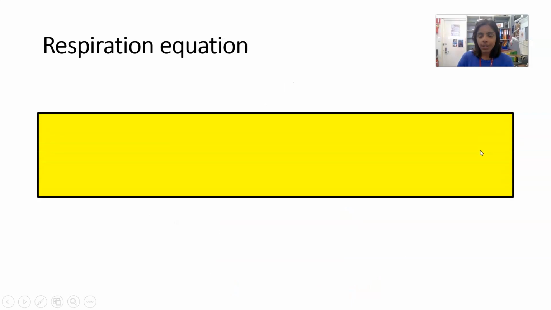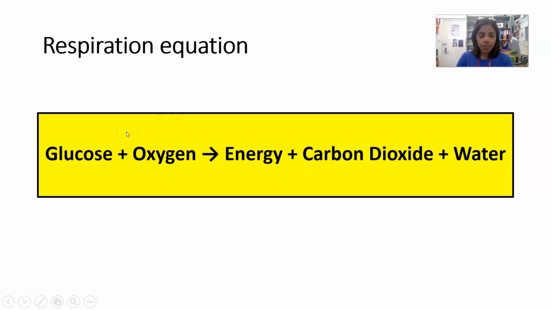Here is just a recap of that simple word equation. So remembering we get glucose from food that we have eaten, so we digest it, it travels in our bloodstream, diffuses into our cells along with oxygen. Aerobic respiration takes place, which breaks down that glucose to release energy, and we have two waste products, carbon dioxide and water.